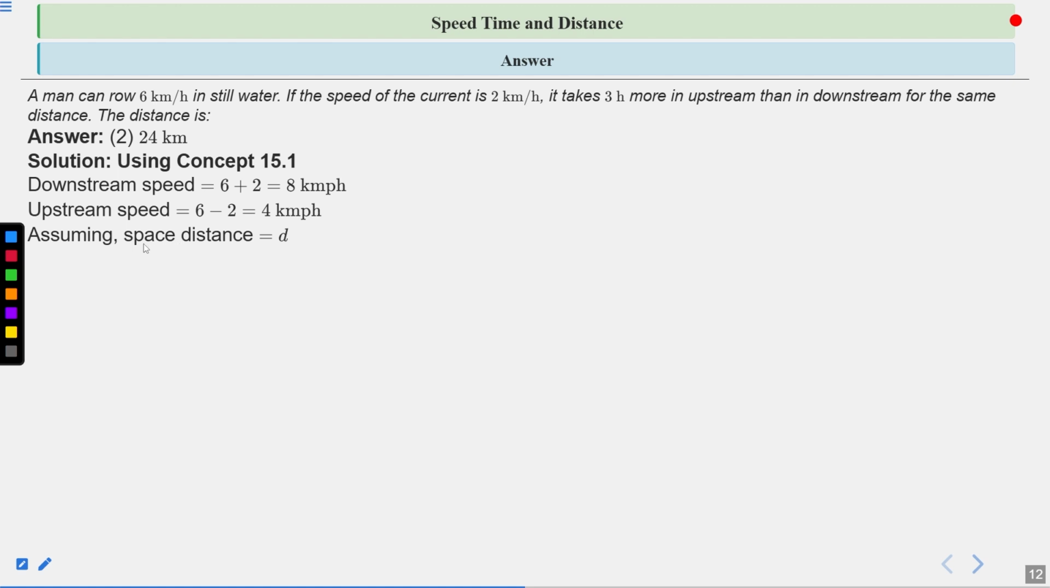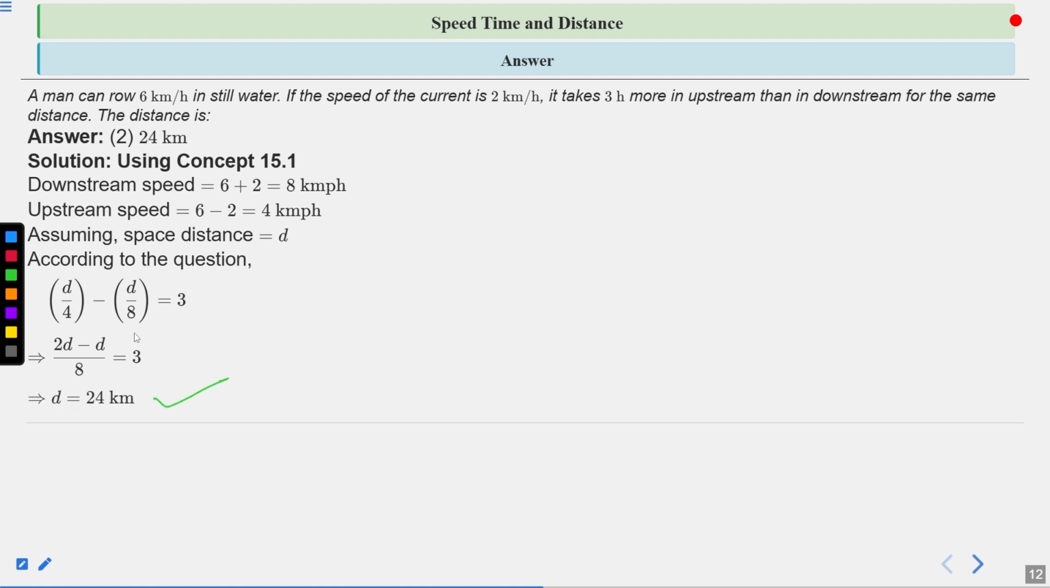Now assuming the distance he traveled is d. According to the question, d upon 4 minus d upon 8 equals 3 hours. Just simplifying it, we get 2d minus d upon 8 equals 3. When we simplify it, we get the value of d, which is equal to 24 kilometers. So the second option is the correct answer of this question. Next one.